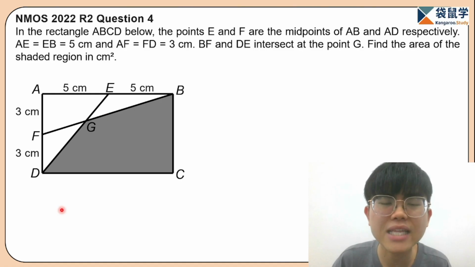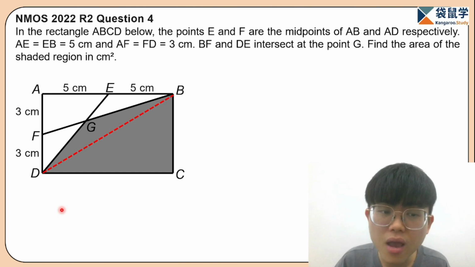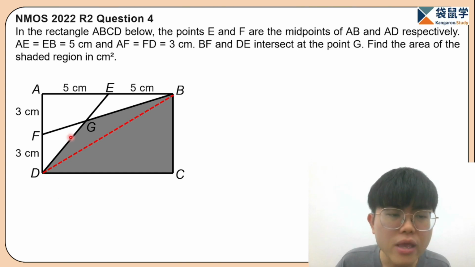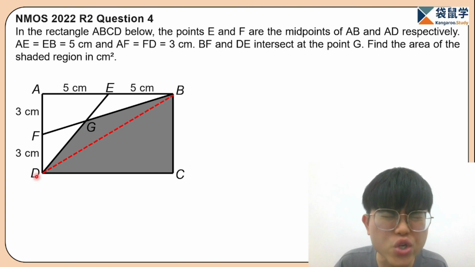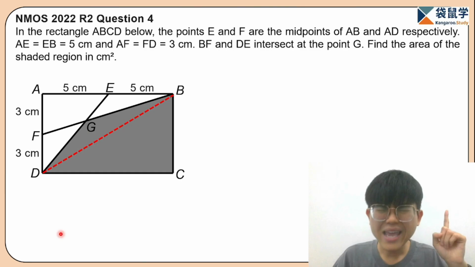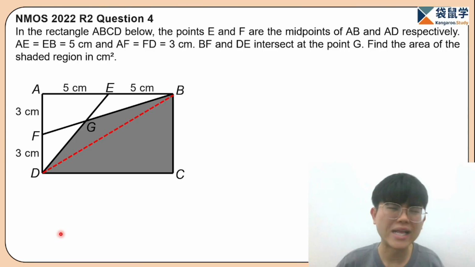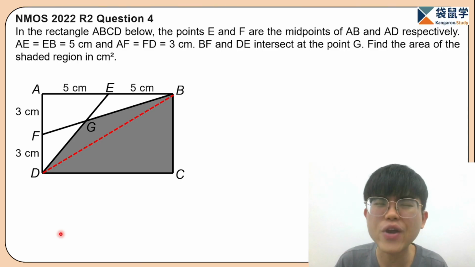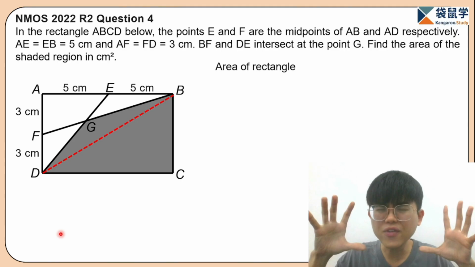What if we try to connect the line from D to B? Oh, you can see that now it forms two different triangles, and you can see that everyone, can we find out the area of BCD? It is just half of the whole rectangle. So now first thing first, we're trying to calculate the area of the rectangle.